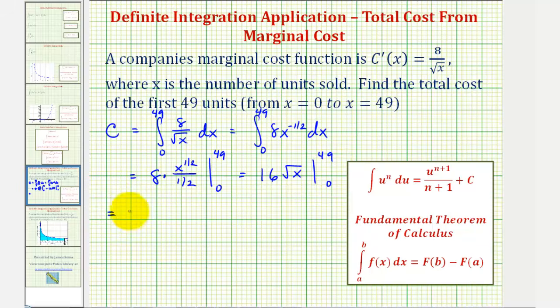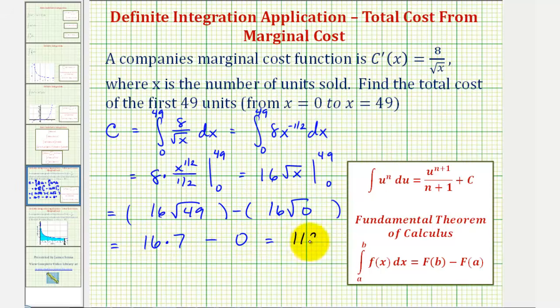And now to evaluate this, we'll substitute 49 for x, then 0 for x, and then find the difference. So when x is 49, we have 16 times the square root of 49, minus when x is 0, we have 16 times the square root of 0. Well, the square root of 49 is 7, so we have 16 times 7 minus 16 times 0, or 0. So this is equal to 16 times 7, or 112. So the total cost for the first 49 units is $112.